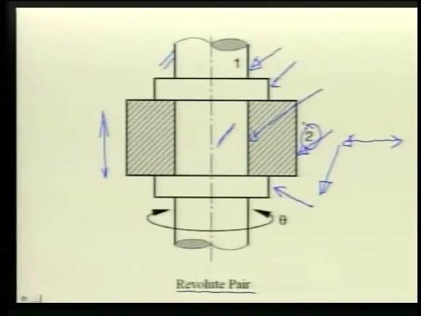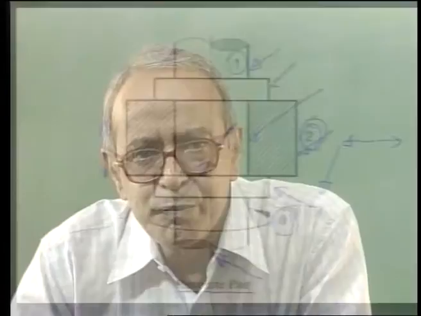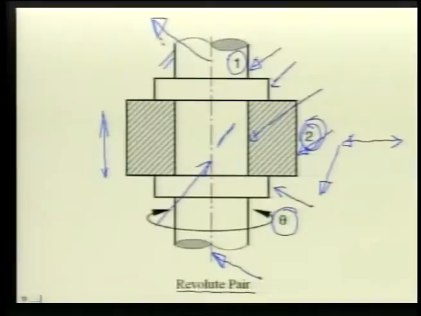Consequently, all the 3 translational degrees of freedom of body 2 have been restrained by this revolute pair. The only relative motion that is permitted is rotation of body 2 about this vertical axis. The pair variable theta represents this relative rotation between body 1 and body 2 about this vertical axis. We should also note that this particular revolute pair is characterized by this axis, which is a fixed line in space.